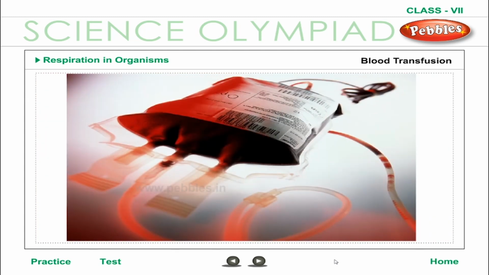It is very important to match the blood groups correctly before transfusion. A mismatch can lead to clotting of the blood and the death of the recipient.